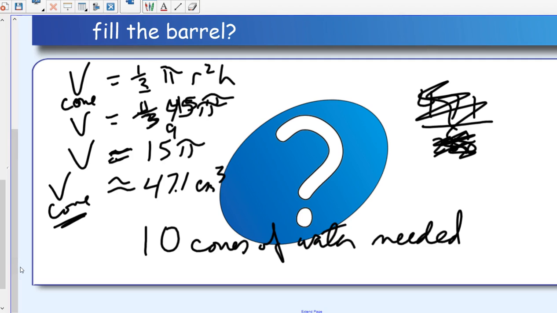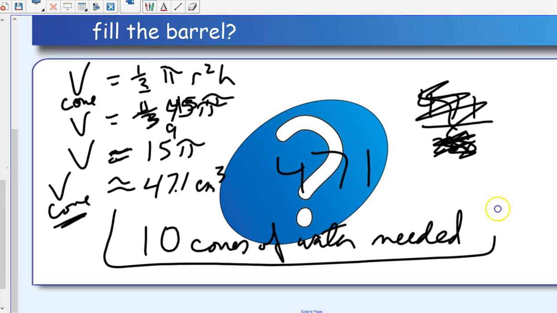Again, the volume is going to be 1/3 pi r squared h. So 1/3 times 45 pi. 45 is the r squared times h. 3 squared is 9 times 5 is 45. So it's 15 pi. Putting in 3.14 for pi, you get this 47.1, which goes nicely into 471 10 times. So 10 cones full of water.